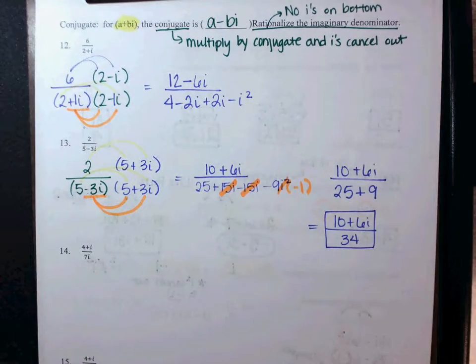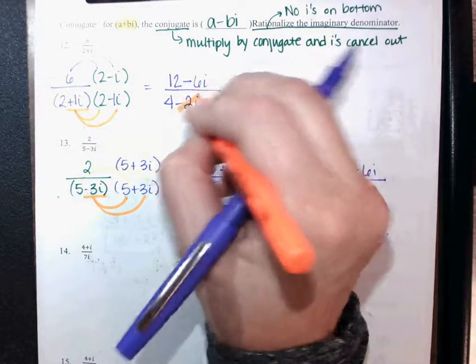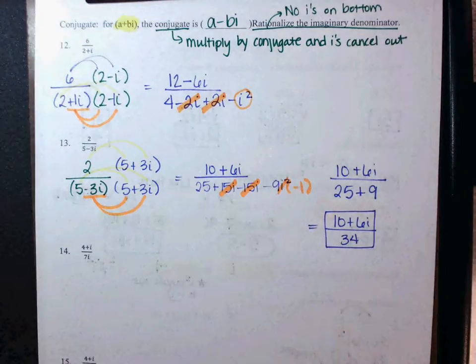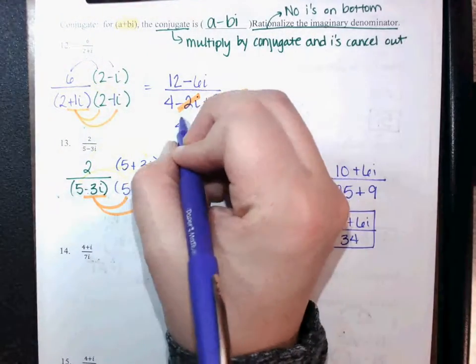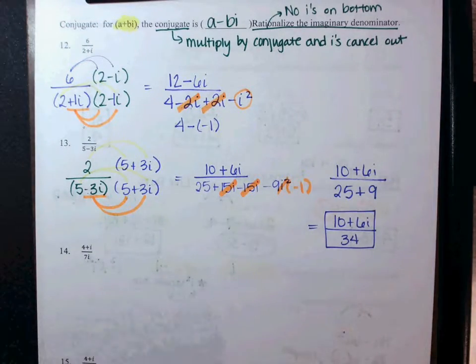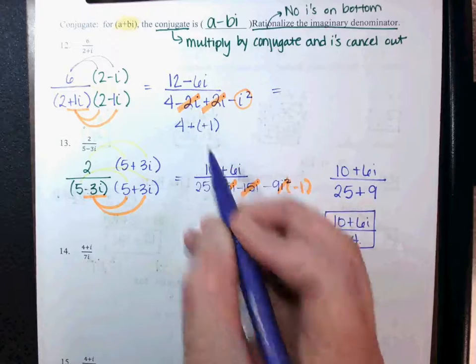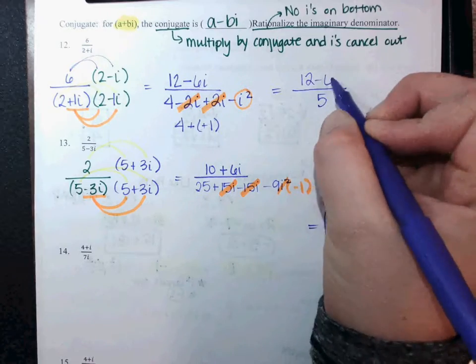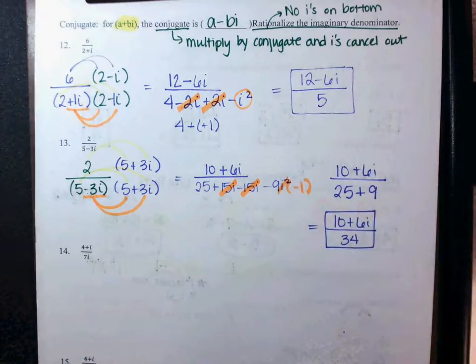Okay, what happens in the middle with the minus 2i and the plus 2i? They cancel out. And then if it's a minus i squared, what is i squared the same as? Negative 1. So really, I have 4 minus negative 1. What is minus negative 1 the same as? 4 plus 1. What is 4 plus 1 on the bottom? 5. And what did I have on the top? And you're done. So your i terms should all cross out on the bottom if you used your conjugate correctly.